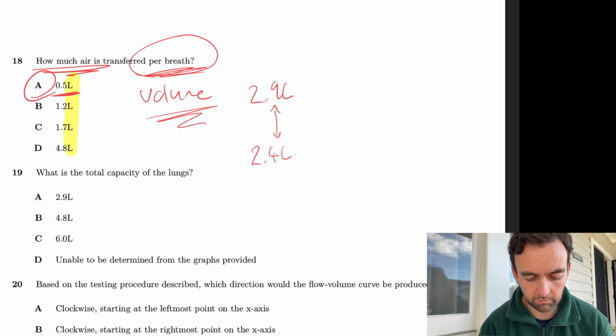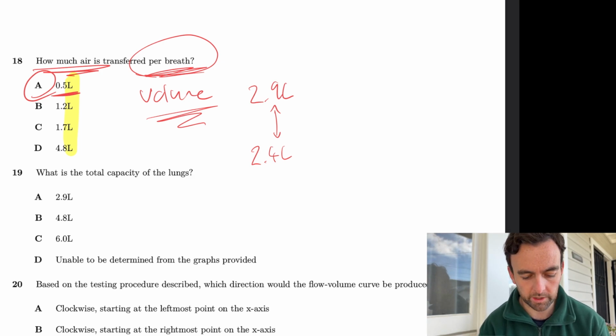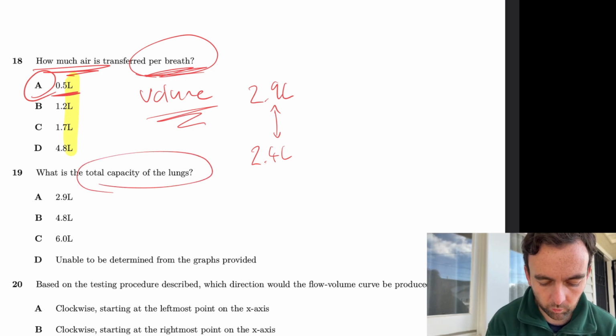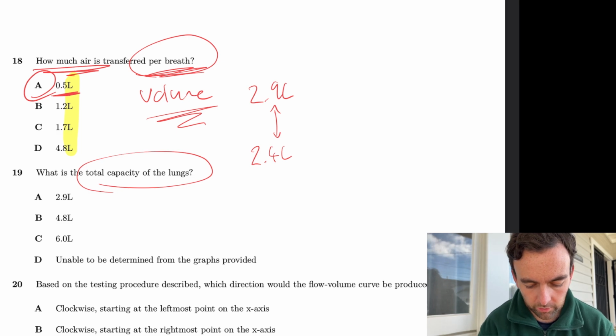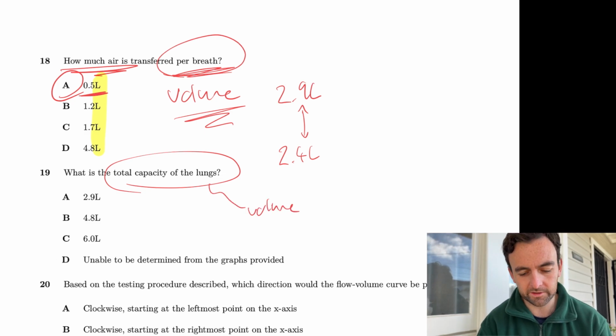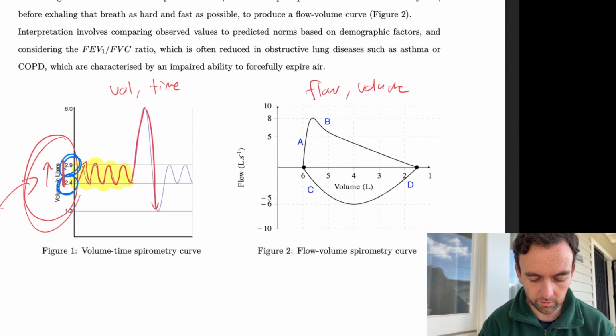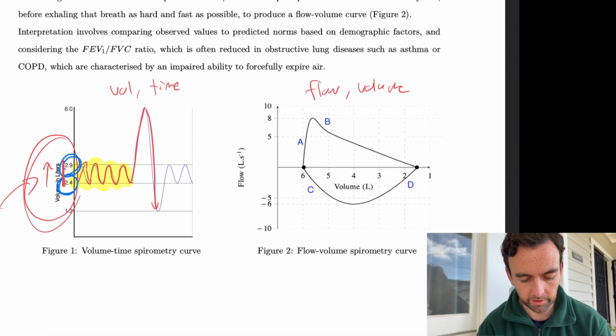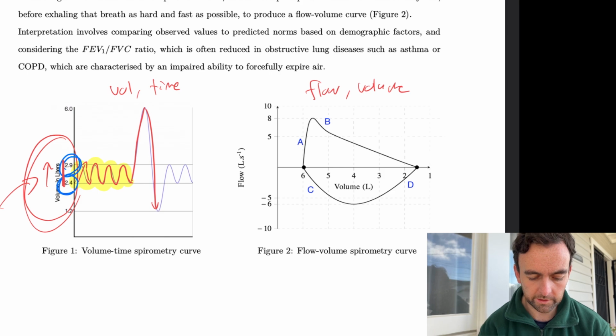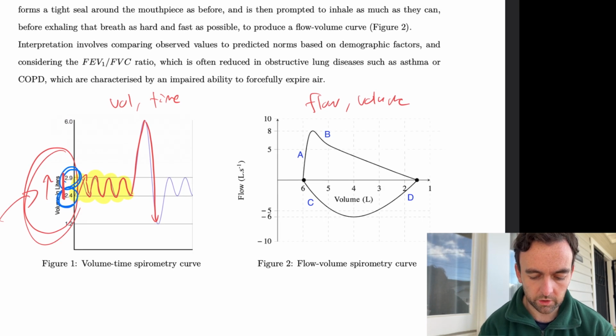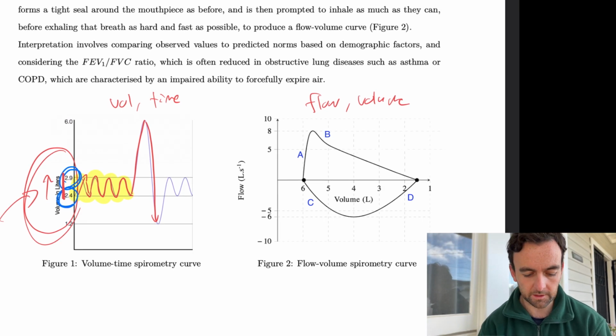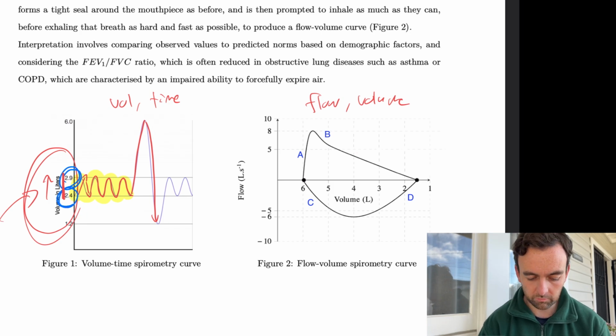So again, I think a really important part of every question is defining what it's saying. Total capacity, again, we're looking for the volume of the lungs, and that should hopefully draw you towards this first graph that we were looking at before. Now, in this case, we actually need the total capacity of the lungs.